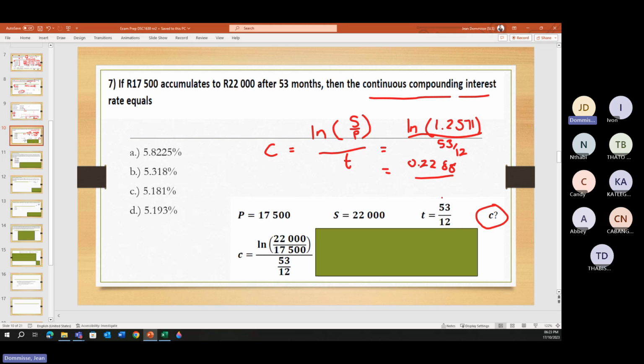And just again, where did we get that? 53 months. So again, if they told us 53 weeks, it would have been 53 divided by 52. If they told us it is quarters, it will be the 53 divided by 4. So just again, be on the lookout what that component is. So 53 divided by 12 gives us 4.4167.